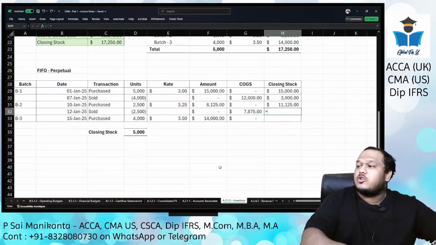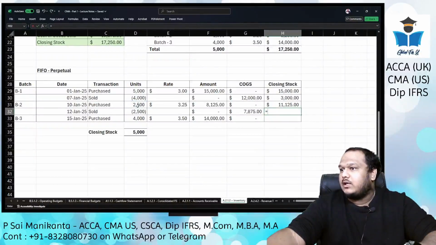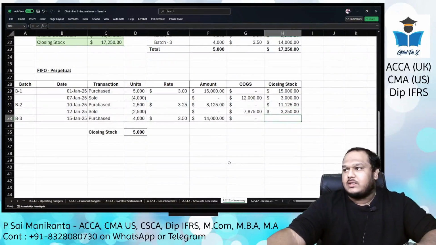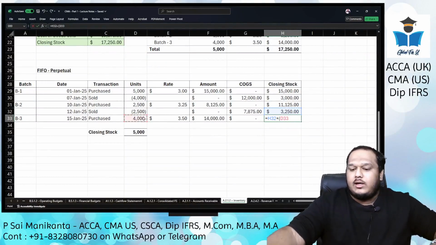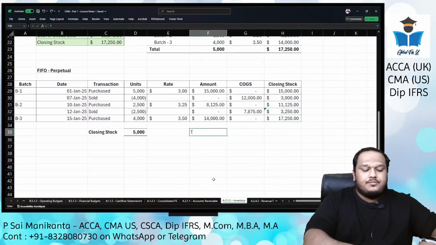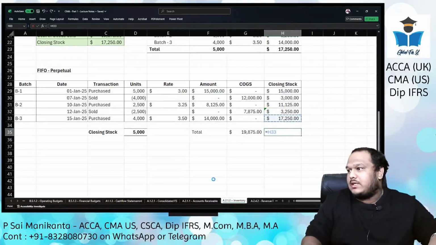So closing stock will be how much now? This batch is completely lapsed, that is 0. So how many units are there in closing stock? 1,000 units. 1,000 into 3.25, that is 3,250. Then again we purchased, so previous closing stock plus current number of units into 3,250. All right, so let's calculate the total. COGS total is how much? 19,875, and closing stock latest one 17,250.